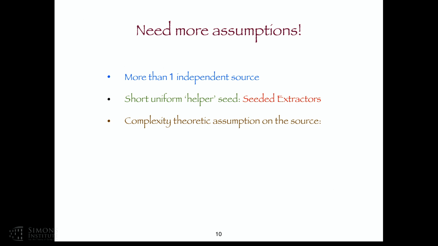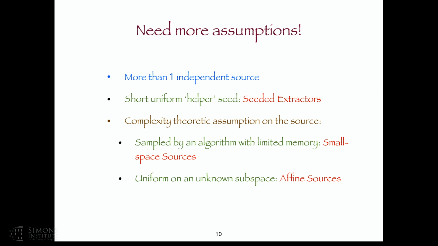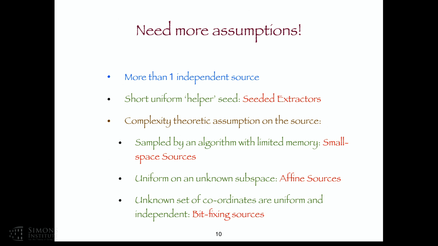Further, other directions are, suppose you have just one source, but now you have some assumptions on the source. For example, say the source is sampled by an algorithm which has limited memory, which captures many natural sources, or it's uniform on some unknown affine subspace. Or a simpler source is, say, bit-fixing sources, a distribution on n bits where you know that some unknown subset of, say, k bits are uniform and independent, and the remaining bits may or may not depend on these uniform bits.